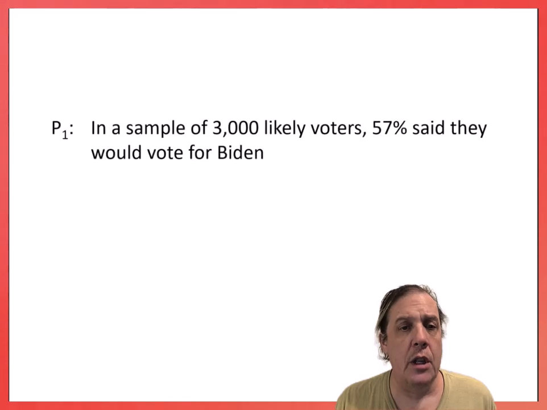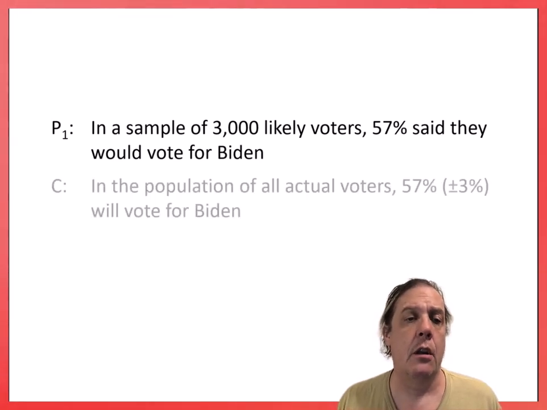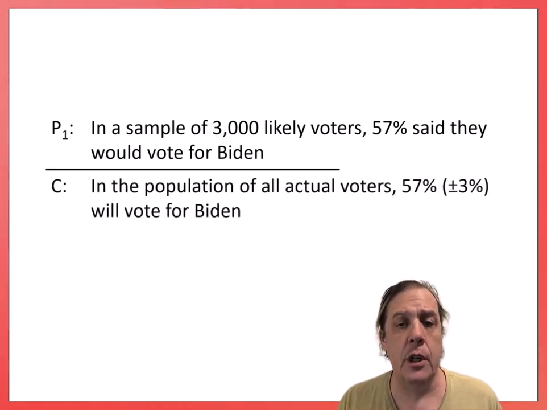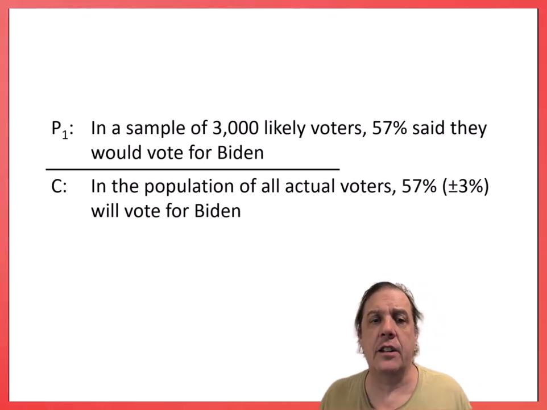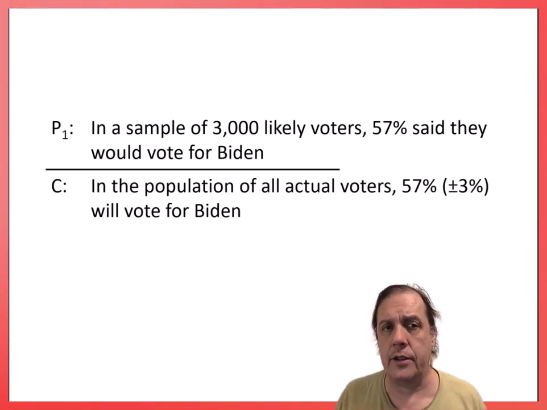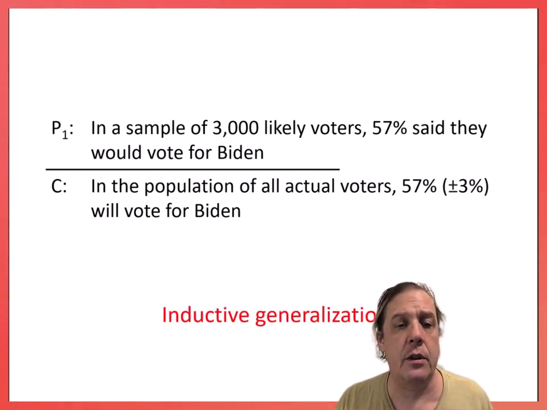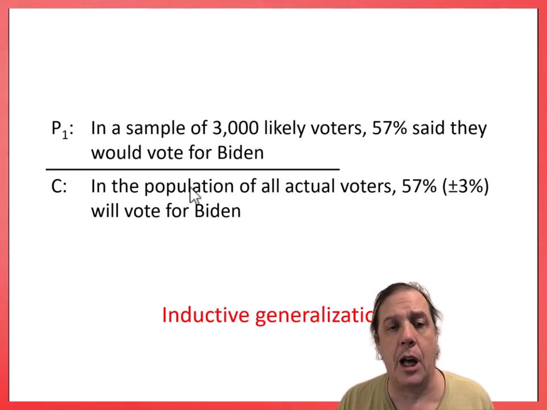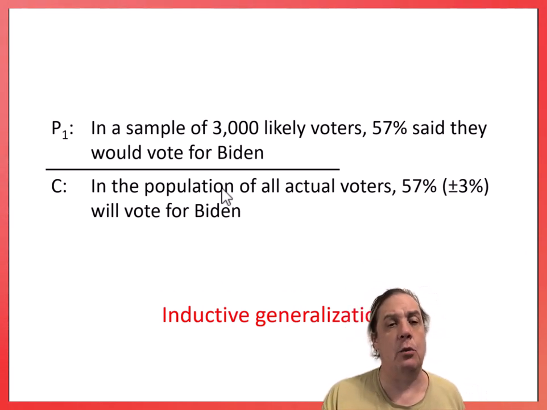Okay, so imagine an argument about a political poll. In a sample of 3,000 likely voters, 57% said they would vote for Biden. Therefore, in the population of actual voters, 57%, plus or minus 3%, will vote for Biden. Now take a second. Is this an inductive generalization or an instantiation syllogism? Are you going up to a generalization or down to a particular? So the answer is that it's an inductive generalization, because we're moving from a sample of 3,000 voters to the population of all actual voters, right? The people who actually wind up voting.